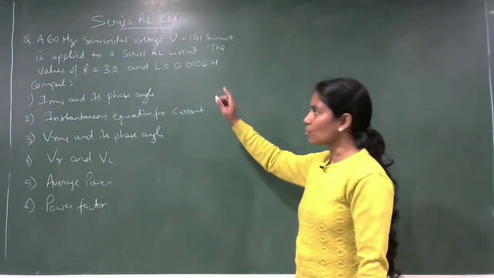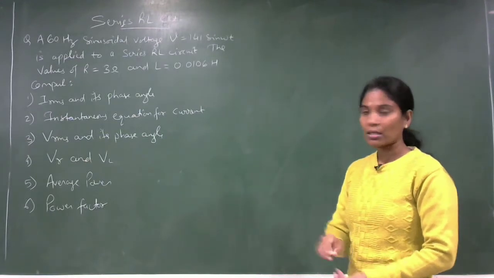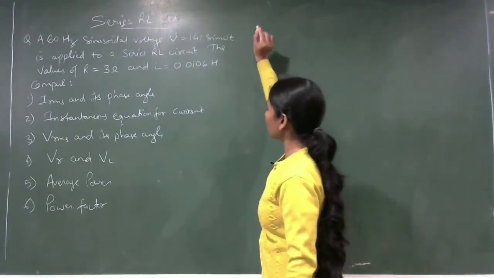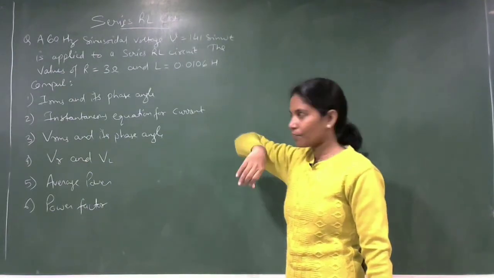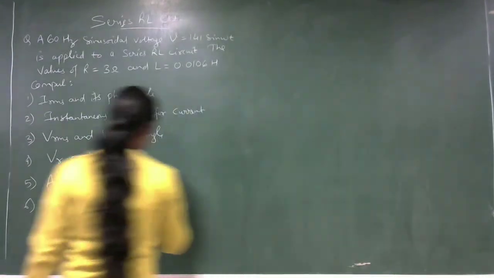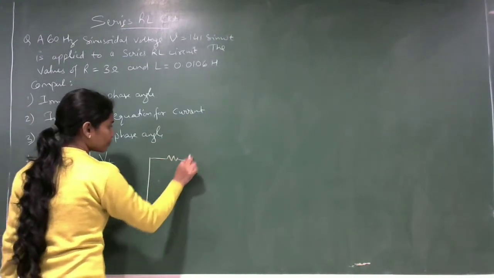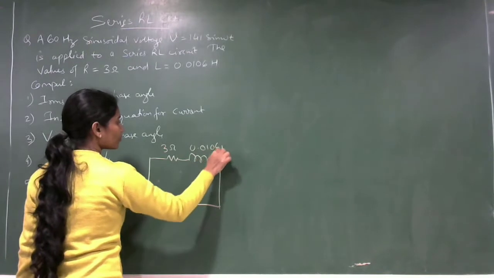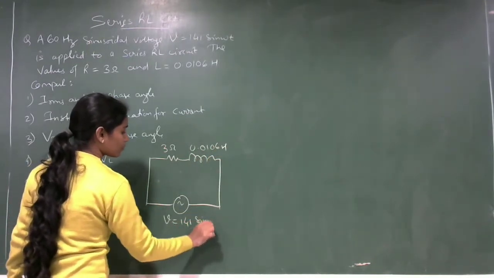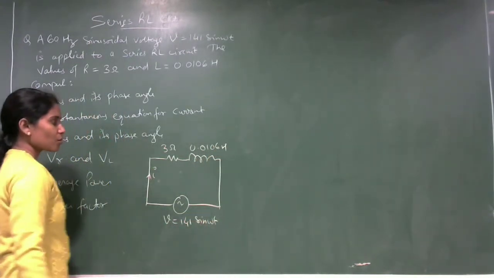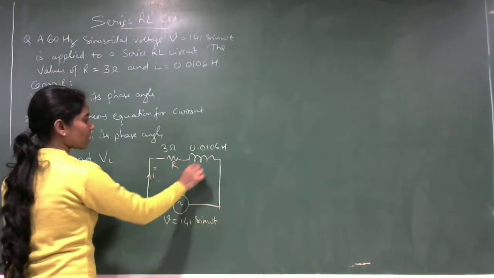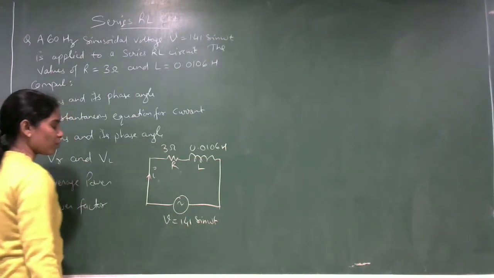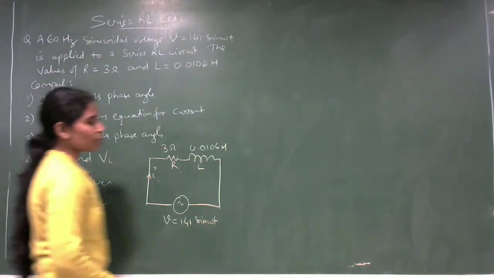So let's first draw a circuit which will represent this combination. As the question says, we have a combination of series R and L. I am just drawing the circuit here. This will be my circuit where R and L values are given and connected in series. Supply voltage is 141 sin omega t.